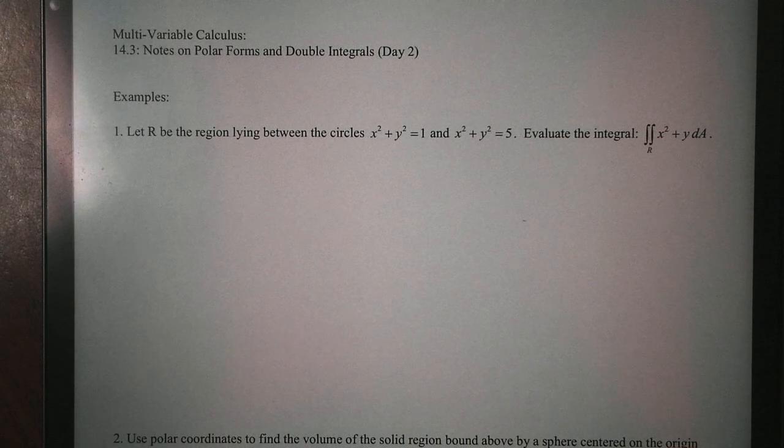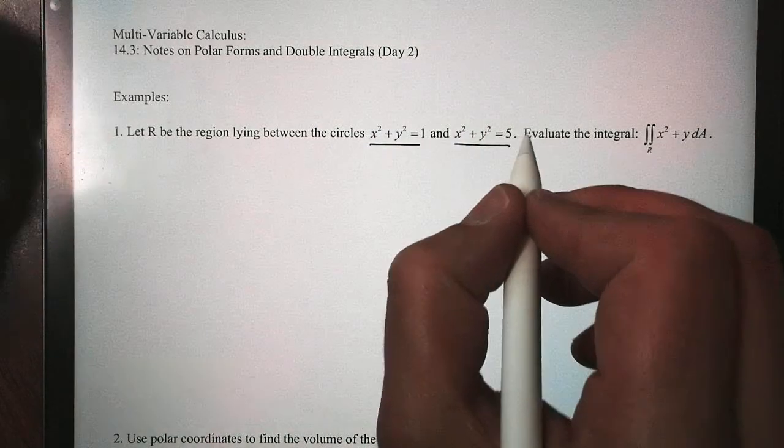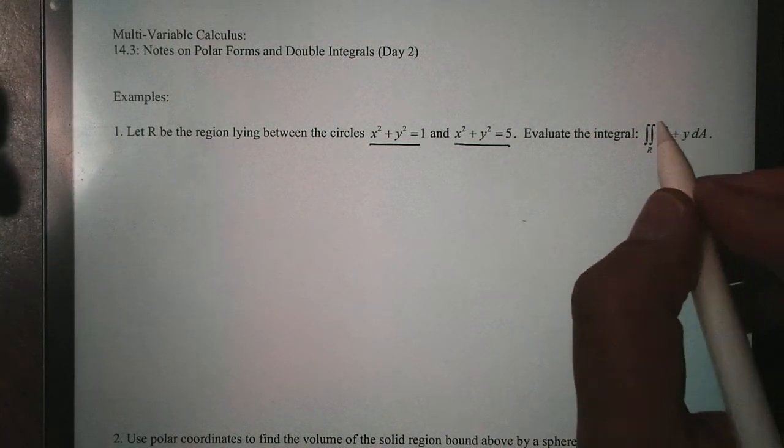So let R be the region that lies between the following circles: x squared plus y squared equals 1 and x squared plus y squared equals 5. And we want to evaluate this integral.